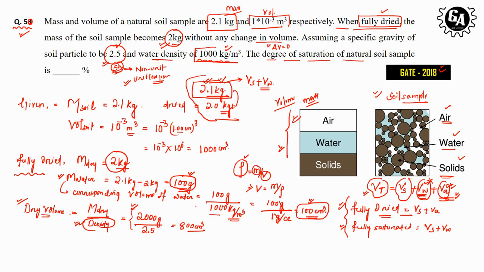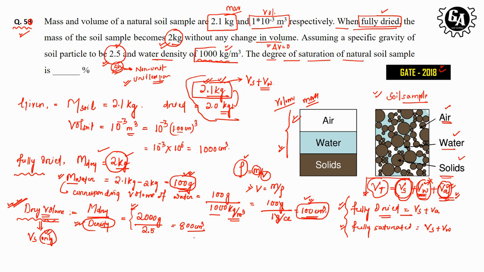Now when it is fully dried, then the dry mass is equal to your 2 kg, and the mass of water present is your 100 gram, and the corresponding volume of water is equal to 100 centimeter cube. And this dry volume, in this case, is only the volume of the solid. Dry volume means the volume of only the solid. Otherwise, the total volume would be the volume of solid, plus the volume of water, plus the volume of air. In the dry volume case, we are only calculating the volume of solid.